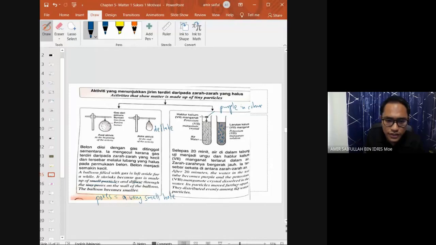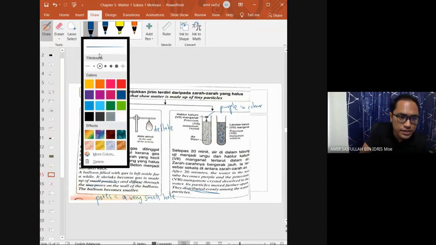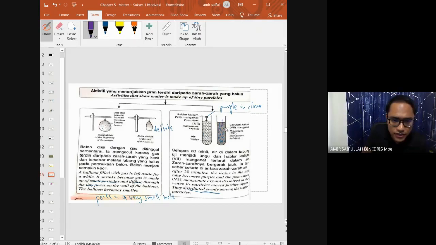Its particles move further apart and distribute evenly among the water particles. So this is the potassium, let's say I use purple color. The purple particles fill up all the empty spaces between the water molecules. That's why they stay together, and that's why you can see the water change color after 20 minutes.